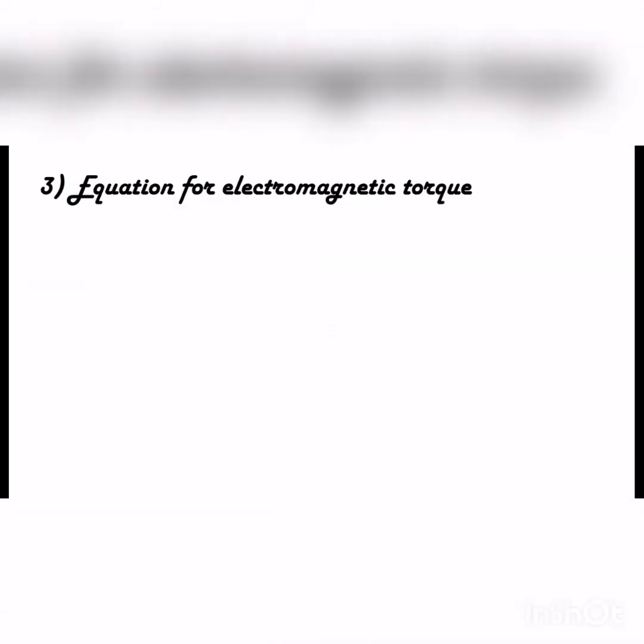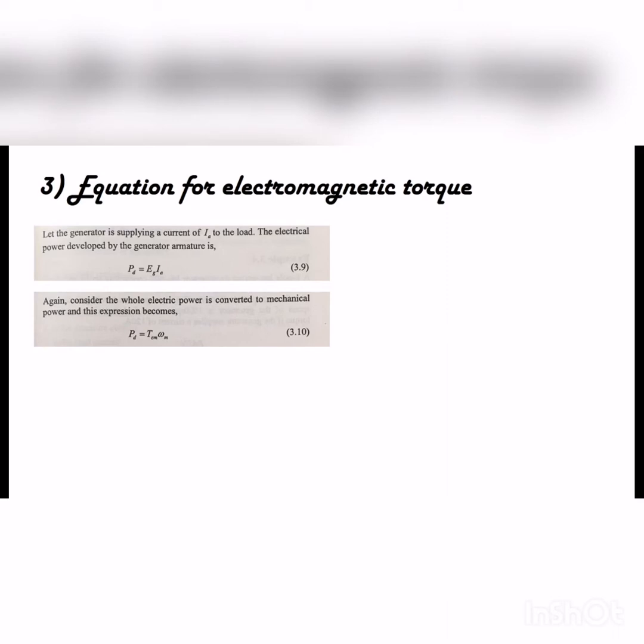Moving on, the third and last equation is the equation for electromagnetic torque. Based on the first slide, a generator and a motor both produce power, but convert different forms of energy into one another. The power generated by a generator would be PD, which equals the induced EMF times the current, whereas the motor generates mechanical energy, which is electromagnetic torque times the angular velocity, which also equals PD.